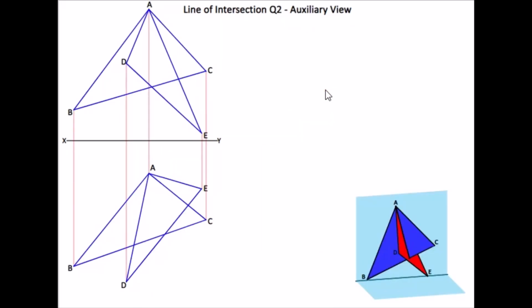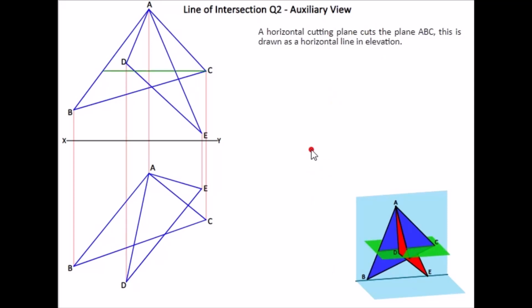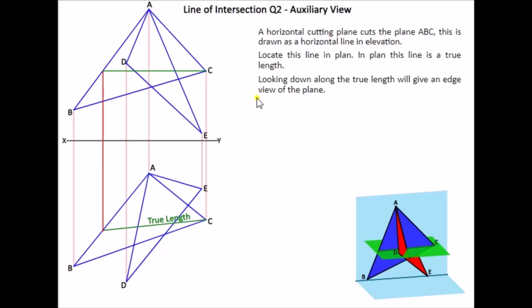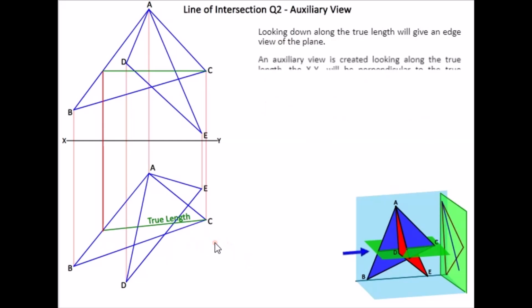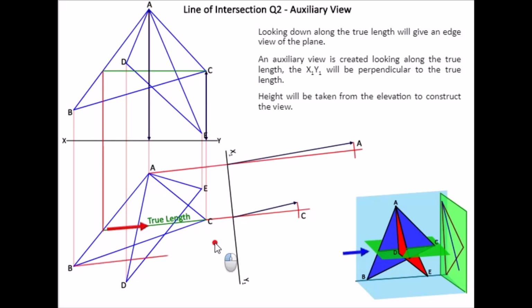Now looking at the line of intersection again, this is a second method. Basically the second method is where we do an auxiliary view. So basically we take a line straight across from C this time, see a true length of it in plan, and then look along this true length. Now in this method we're setting up a second auxiliary. I wouldn't recommend this method, I'm just showing students this method would also work for you.